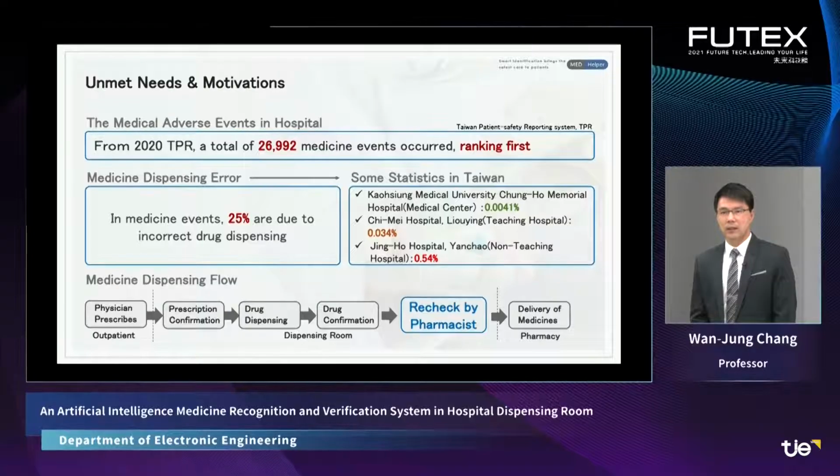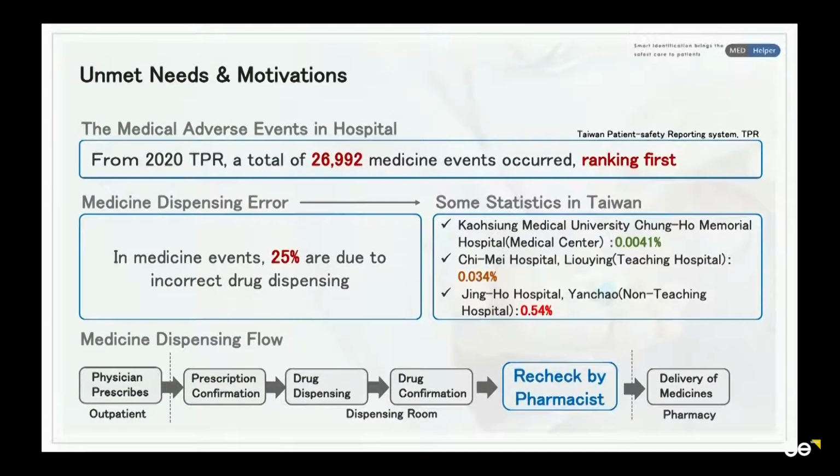As you can see, from the Taiwan Patient Safety Reporting System, TPR, in 2020, according to the statistics, in the notification of adverse events in hospitals, there are a total of nearly 27,000 events related to drugs. Drug events accounted for the first place among all the adverse event notifications in hospitals. Among these adverse drug events, 25% were caused by incorrect drug dispensations.